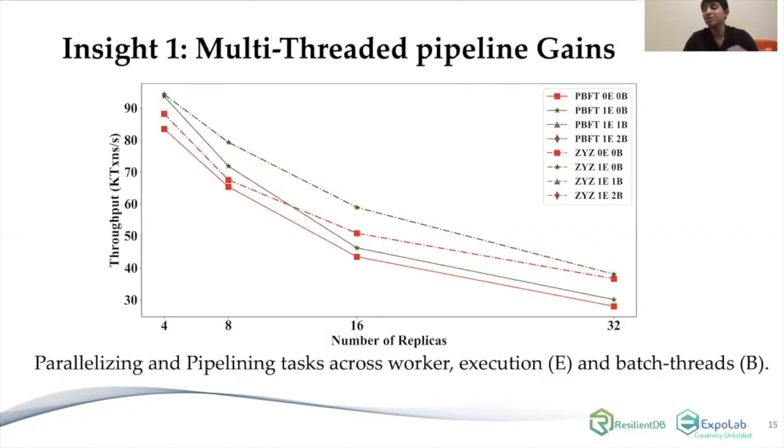Next, we thought of using ZZYZVA and seeing how it performs in this setting, and we provided the same scenarios. And clearly ZZYZVA also gains throughput with more threads, but there are scenarios where ZZYZVA has less throughput than PBFT.